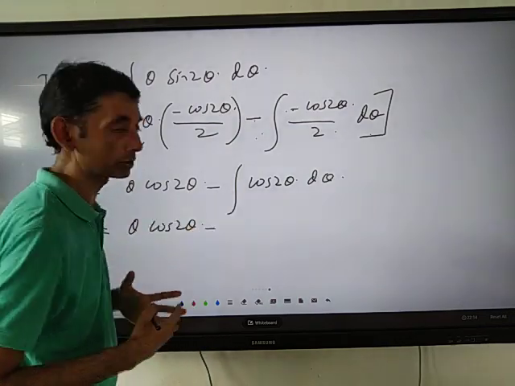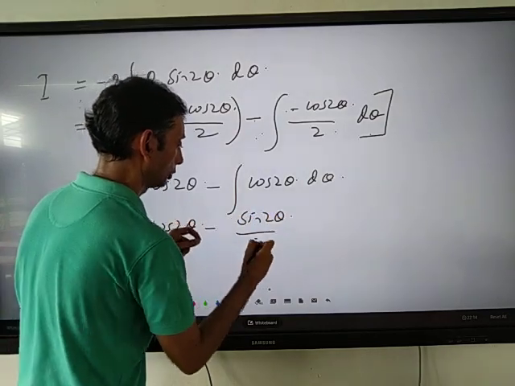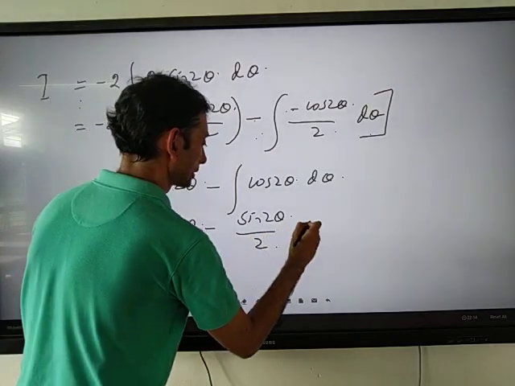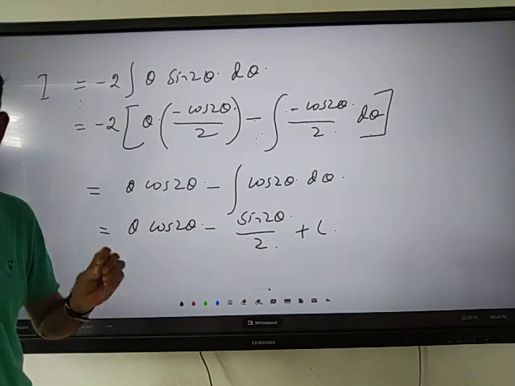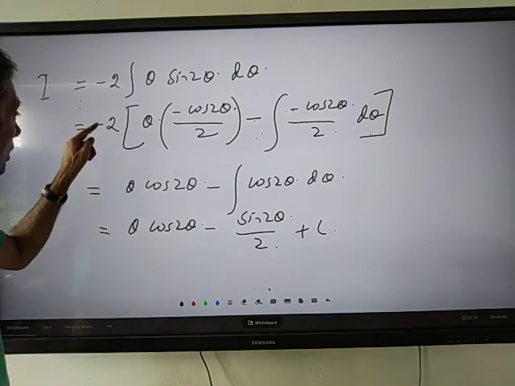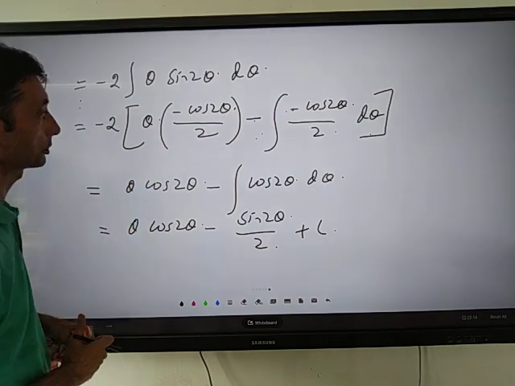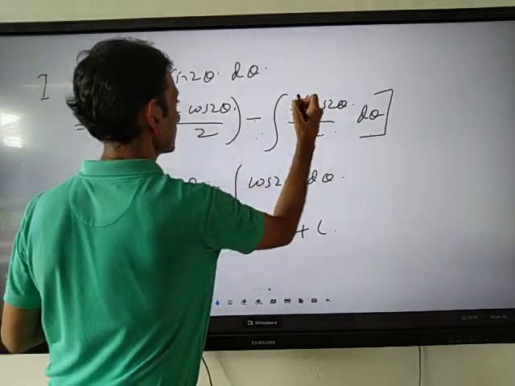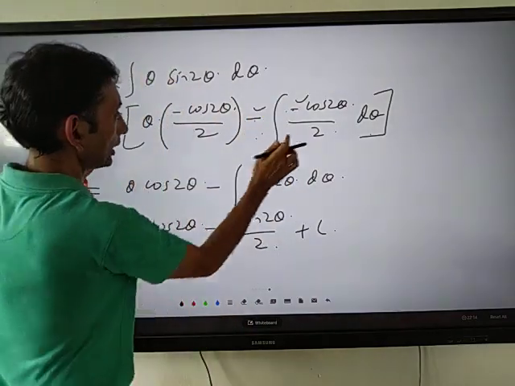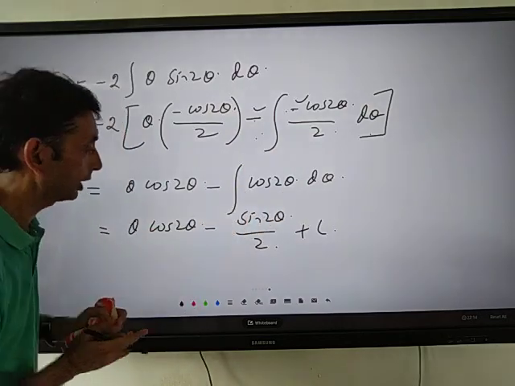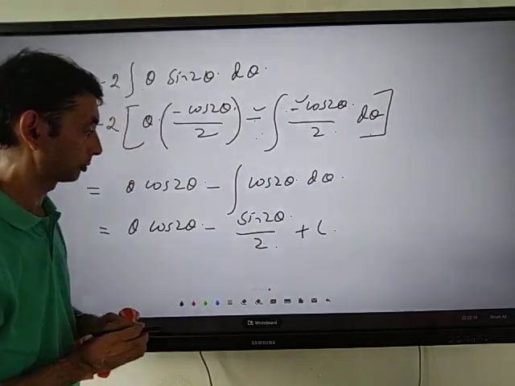And finally, this theta cos 2 theta. The steps are becoming very simple, only because of the correct substitutions. The two minus signs give a plus, so it's theta cos 2 theta, and with the other minus signs, the 2 and 2 cancel out. You get only cos 2 theta, and cos 2 theta integration is sine 2 theta by 2.